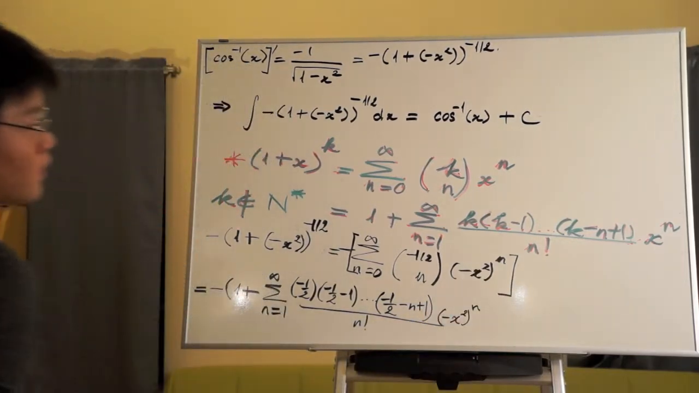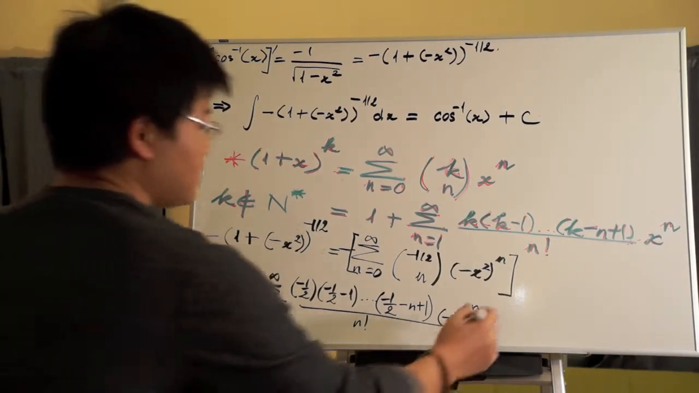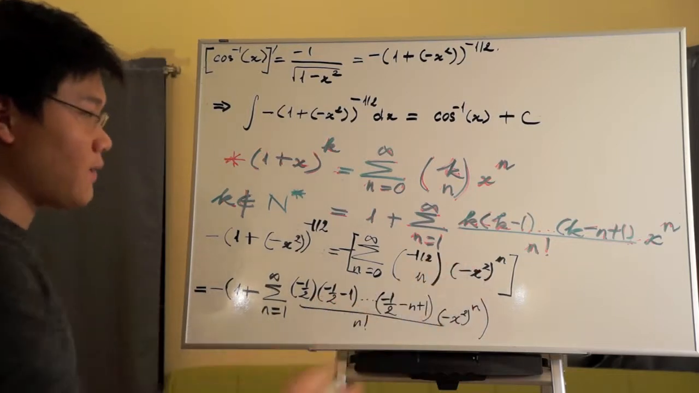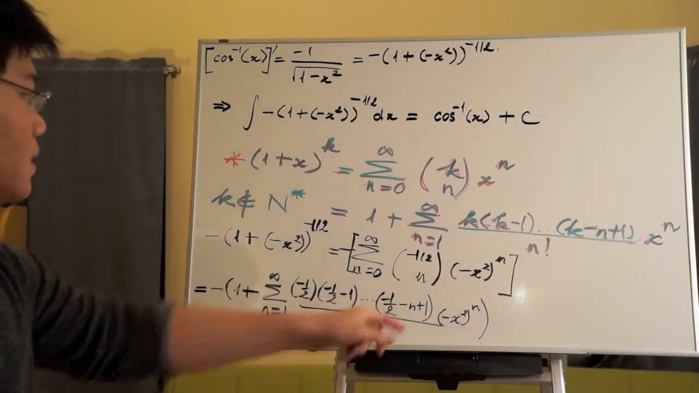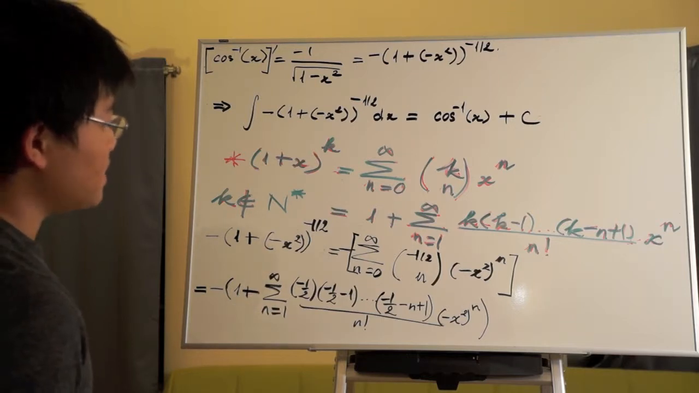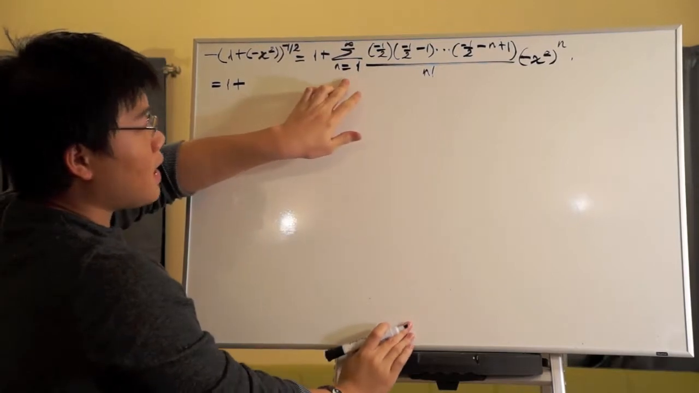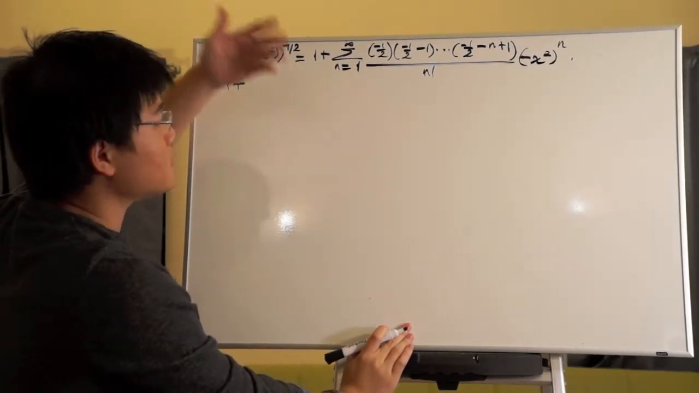Alright, so from this expansion, how do we write out the series? What does this even mean, right? So let's just write out what it means, and we can start from there. We start at n equal to 1. So what does it mean?